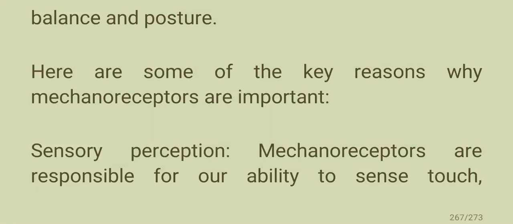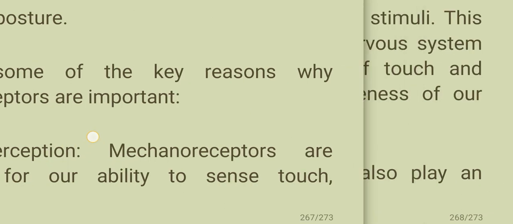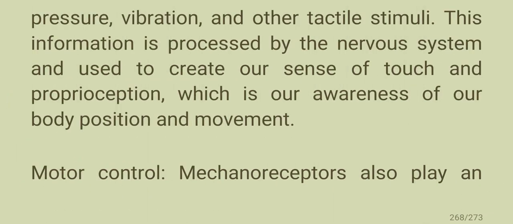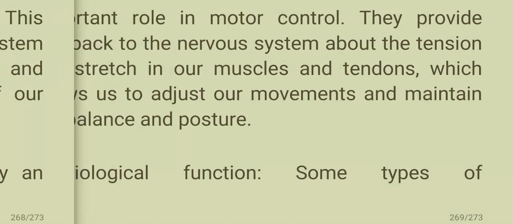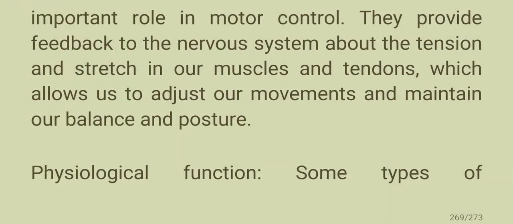posture. So, sensory perception. Mechanoreceptors are responsible for our ability to sense touch, pressure, vibration, and other tactile stimuli. This information is processed by the nervous system and used to create our sense of touch and proprioception, which is our awareness of our body position and movement. Then, motor control. Mechanoreceptors also play an important role in motor control. They provide feedback to the nervous system about the tension and stretch of our muscles and tendons, which allows us to adjust our movements and maintain our balance and posture.